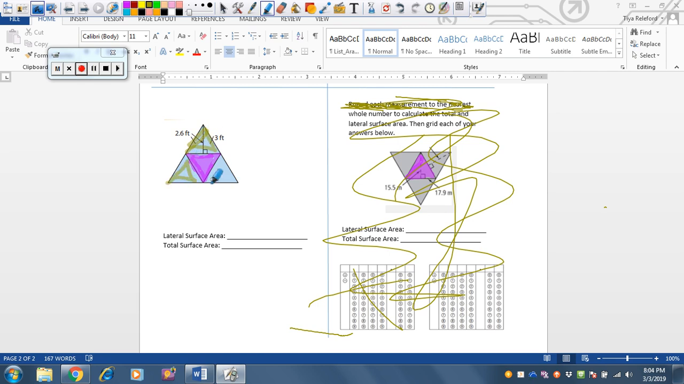Okay. We're going to find lateral surface area. Lateral means just the sides. So you need to write the word sides. And the sides are shaped like triangles. So you need a triangle formula. Now, it is an equilateral triangle. So that means this base is 3 feet. So the base is 3 feet and the height is 2.6. 3 times 1/2 is 1.5 times 2.6.